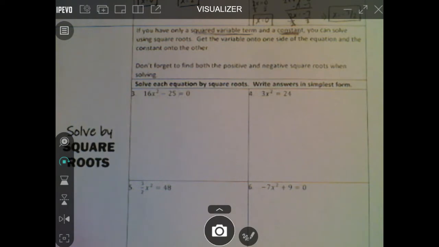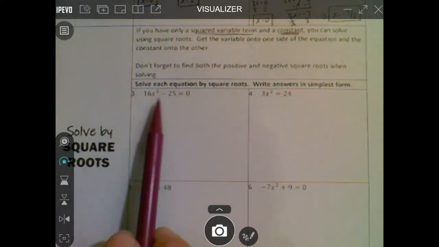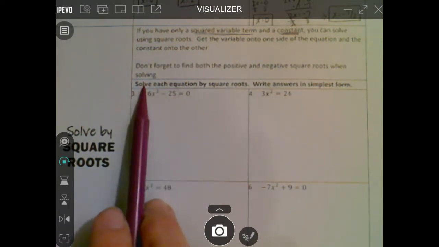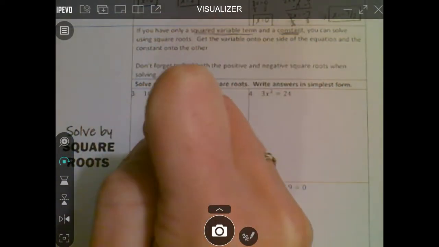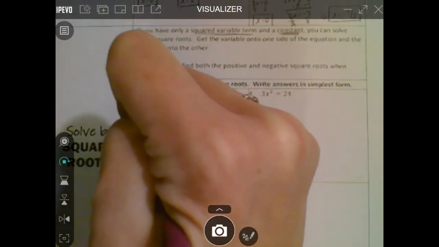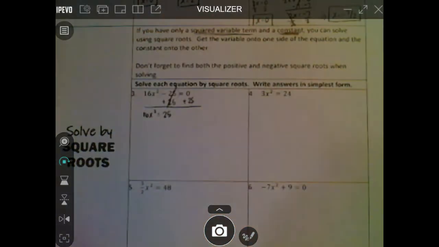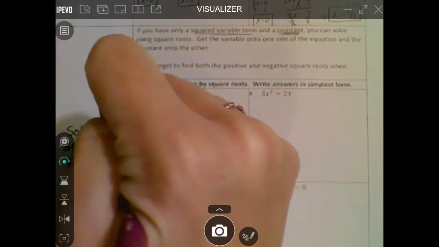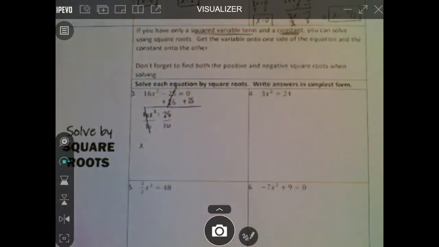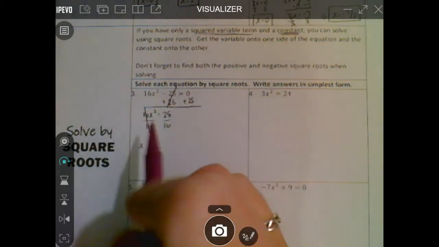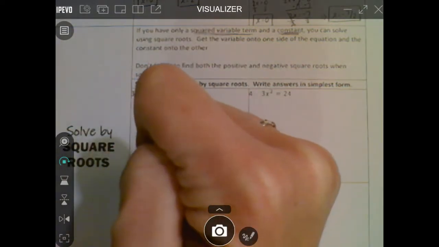And this solving is a little bit different because with just a squared term and just a constant term, you want to get the squared term by itself on one side of the equation. So for this one, I'm going to add 25 to get the 16x squared by itself. That gives me 16x squared is equal to 25. And then I want to get the x squared by itself. So I'm going to divide each side of the equation by 16, which gives me x squared equals 25 over 16.